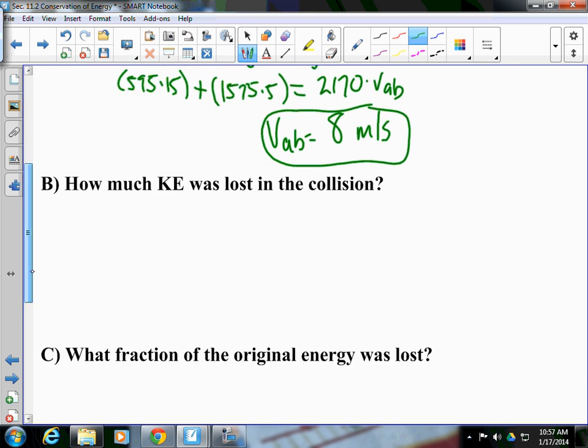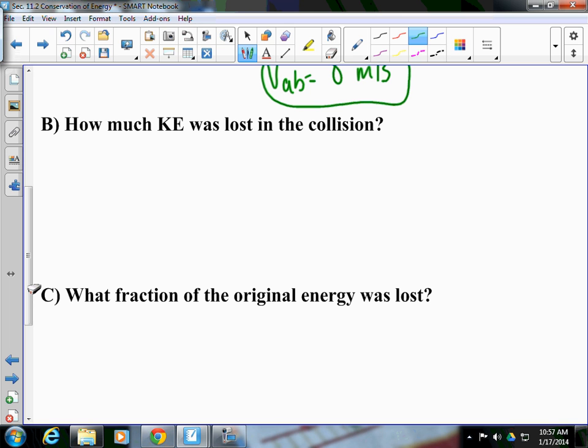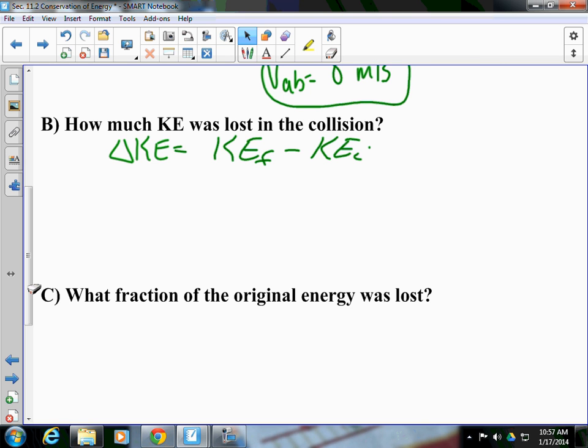So if we look at part B, how much kinetic energy was lost in the equation? Well, when you're figuring out lost kinetic energy, the change in kinetic energy is equal to your final kinetic energy minus your initial kinetic energy. So if we set this up, my KE final, 1 half mv squared, minus my KE initial. But I have two separate vehicles, so I'm going to have two separate initial kinetic energies.